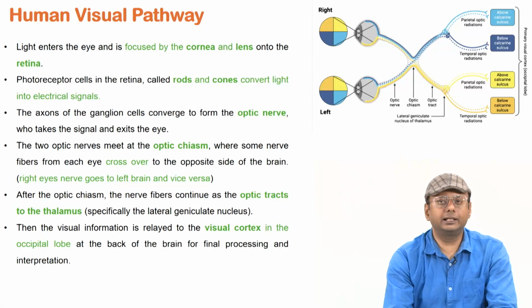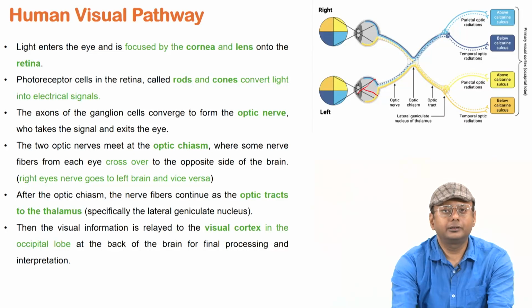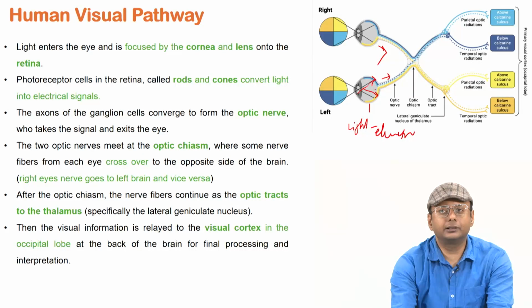And let's see the human visual pathway. So basically light enters the eye and is focused by the cornea and lens onto the retina. You can see how light enters and eventually is focused by the cornea and the lens, and then the light gets inverted onto the retina. And in the retina, as we said, it gets converted from light to an electrical signal, right, and now these electrical signals are eventually transmitted. So basically the retina eventually converts this light to electrical signals.